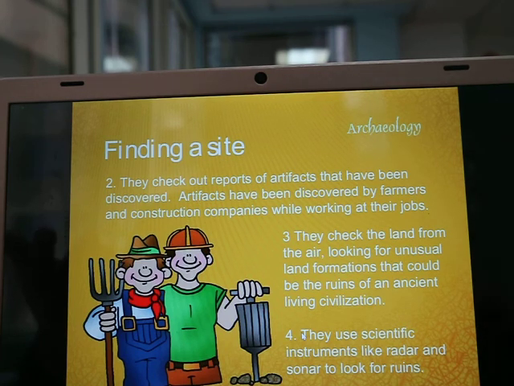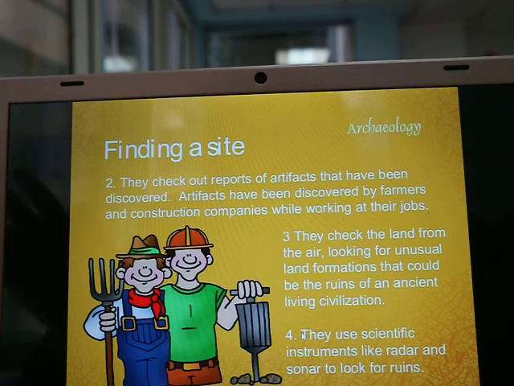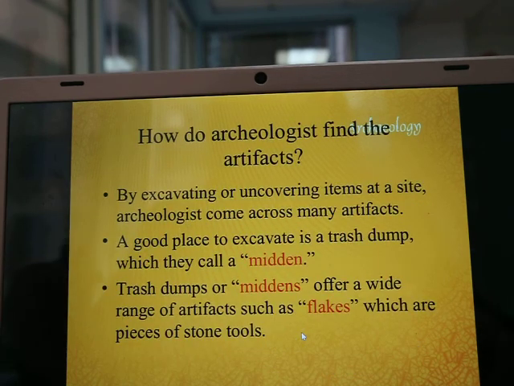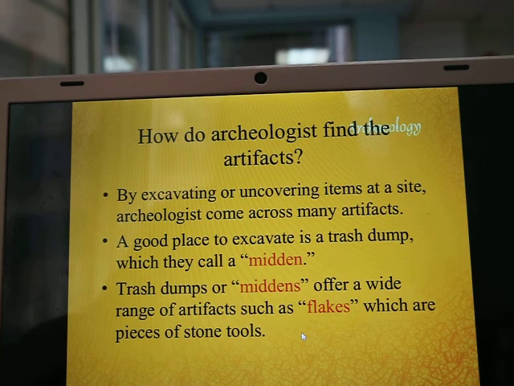Okay. Fourth, they use scientific instruments like radar and sonar to look for ruins. So they don't just use simple digging materials. They also use scientific instruments, because they are really studying science, so they should use scientific instruments. So how do archaeologists find the artifacts?